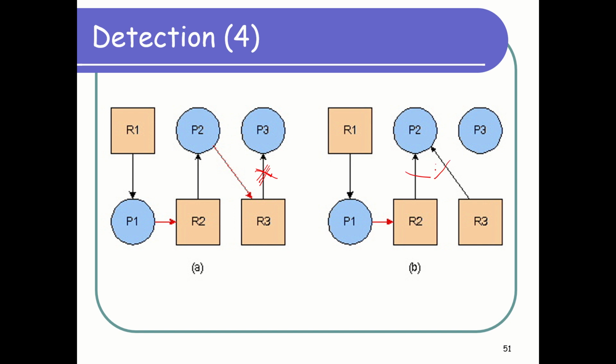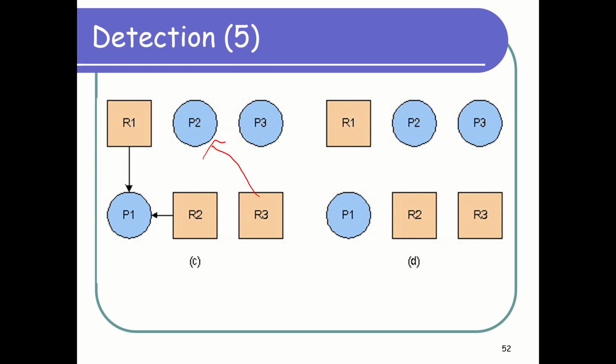So you can remove these two from B, because P2 is running to completion. When finished, R2 and R3 can be released. So it will become diagram C.